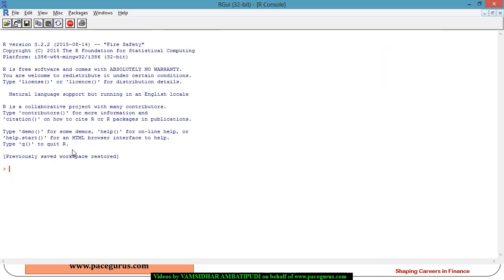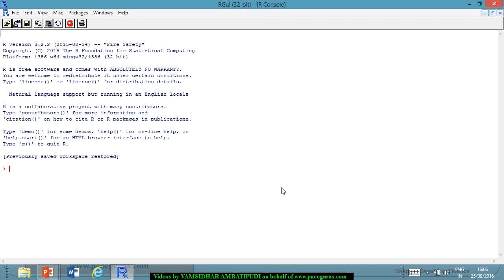Okay, so let me take the x values from 0 to 10. So I'll take the x value from 0 to 10. So y, let's take e power x. y equals e power x, I'm using the function called exp.